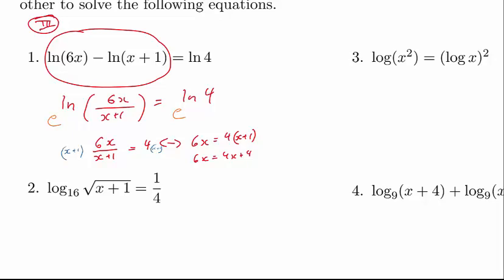All right, now we subtract 4x from both sides, and we get 2x equals 4. Divide both sides by 2 to get x equals 2. All right, so go ahead and box that. That's our answer. Next one.